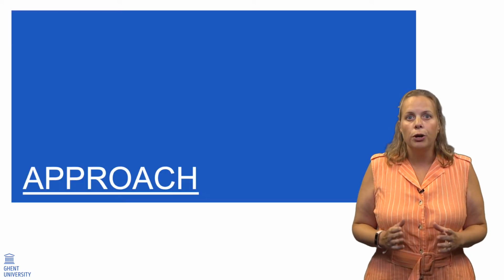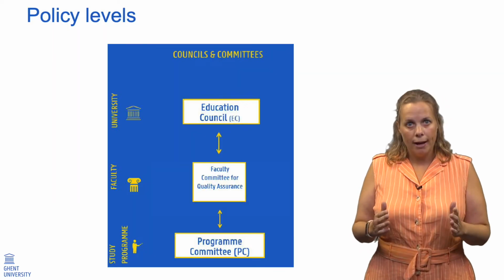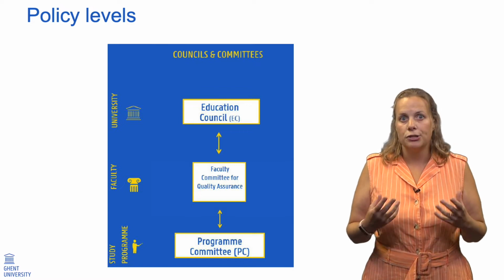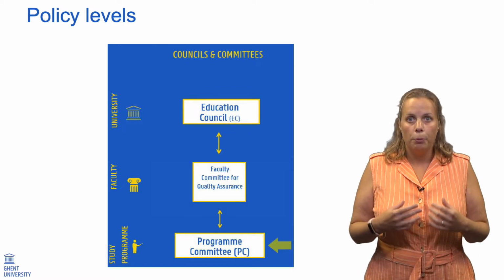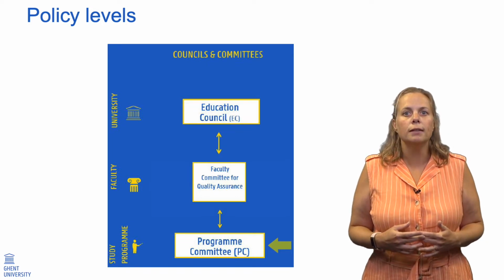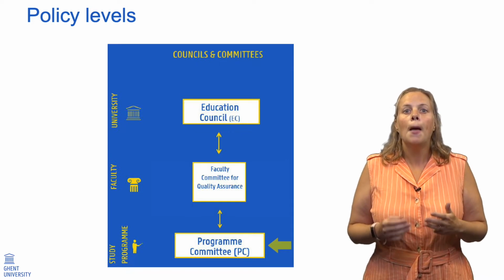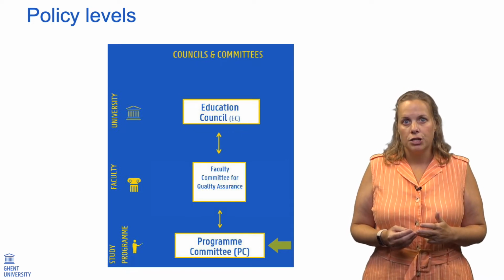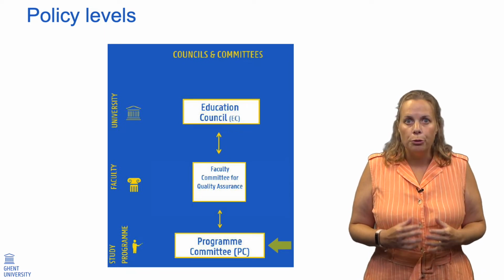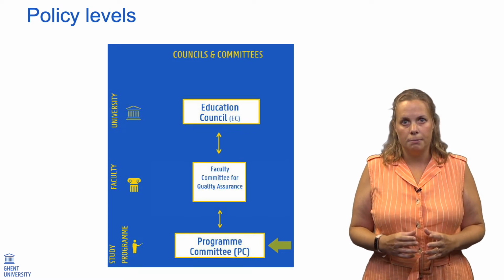In the approach, we follow the same process on every policy level. We have a program, faculty, and university level, and on every level, another committee plays a central role. Our program committees are the most fundamental body. The program committee consists of a delegation of professional staff, a student delegation, members of the other academic staff sections, and some alumni. The committee is responsible for the running of the process at program level. This role can hardly be overestimated.